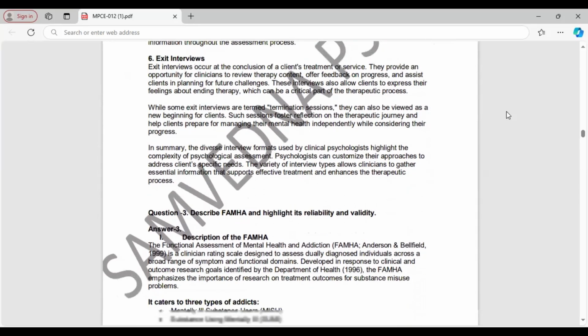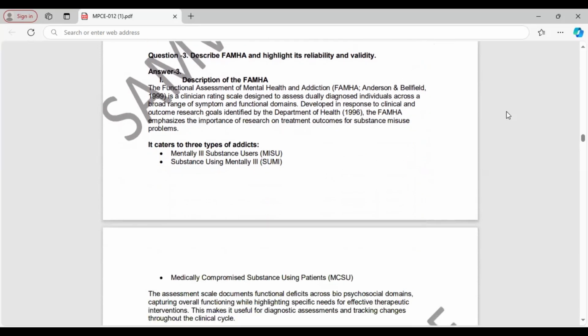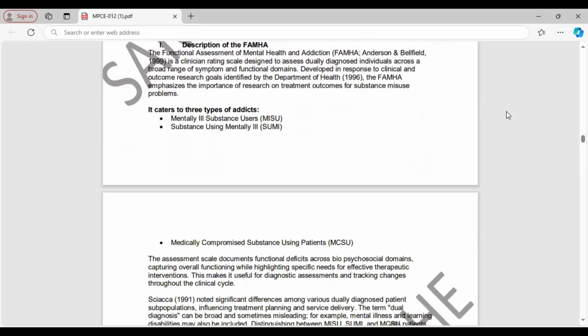Question 3. Describe FAMHA and highlight its reliability and validity. The Functional Assessment of Mental Health and Addiction, FAMHA, developed by Anderson and Belfield in 1999, is a clinician rating scale used to evaluate individuals with dual diagnosis across a wide range of symptoms and functional domains. It was designed in response to clinical and outcome goals by the Department of Health and focuses on assessing treatment outcomes for substance misuse problems.